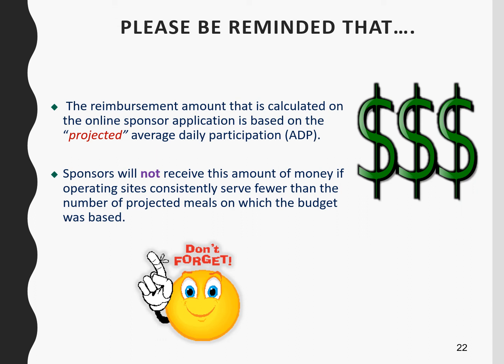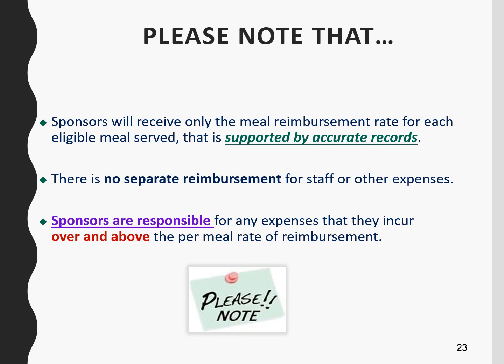Please be reminded that the reimbursement amount that is calculated on the online sponsor application is based on your projected average daily participation. Sponsors will not receive this amount of money if operating sites consistently serve fewer than the number of projected meals on which the budget was based. Sponsors will receive only the meal reimbursement rate for each eligible meal served that is supported by accurate records. Your records are immensely important. There's no separate reimbursement for staff or other expenses, and sponsors are responsible for any expenses they incur over and above the per meal rate of reimbursement.